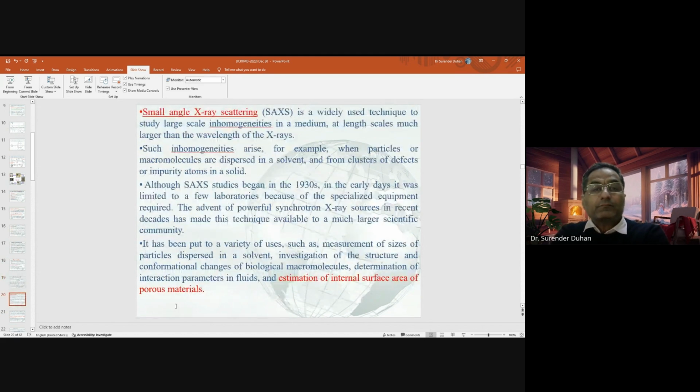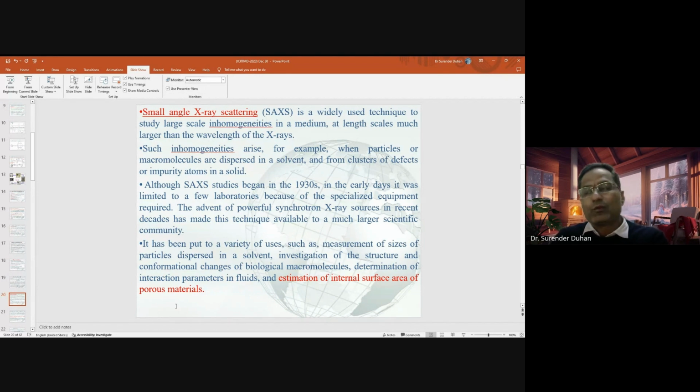Next, small angle XRD. Small angle X-ray scattering is a widely used technique to study large scale inhomogeneities in a medium at a length scale much larger than the wavelength of X-rays. It has a variety of uses, such as measurement of the size of particles dispersed in a solvent, investigation of the structure and conformational change of biological macromolecules, determination of interaction parameters in fluid, and estimation of the internal surface of porous materials. In small angle X-ray scattering, we can identify the pore order of your materials.